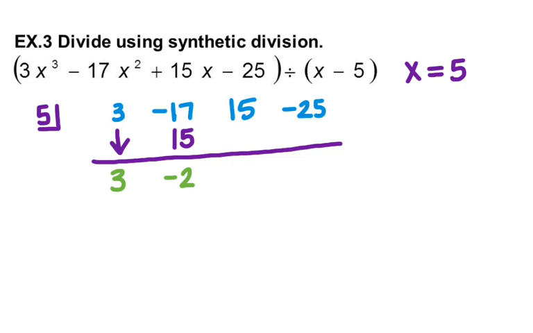Multiply negative 2 times 5, which is negative 10. 15 minus 10 is 5. 5 times 5 is 25. Negative 25 plus 25 is 0.